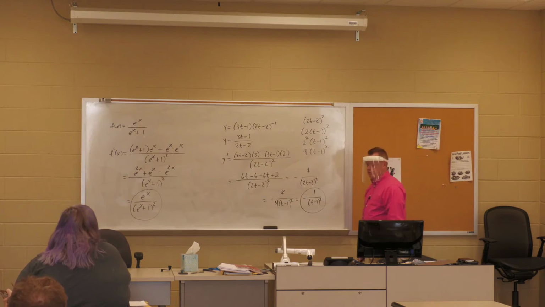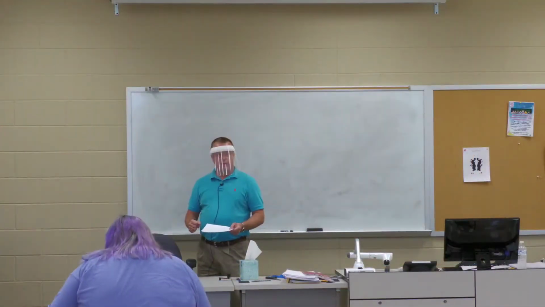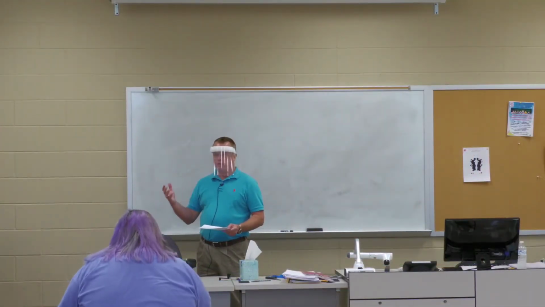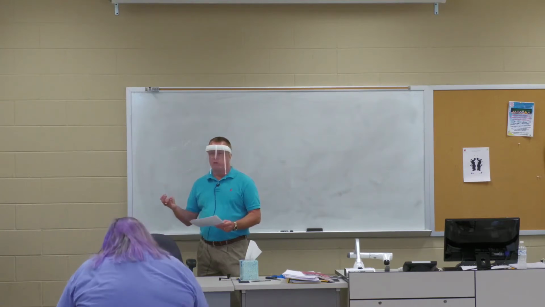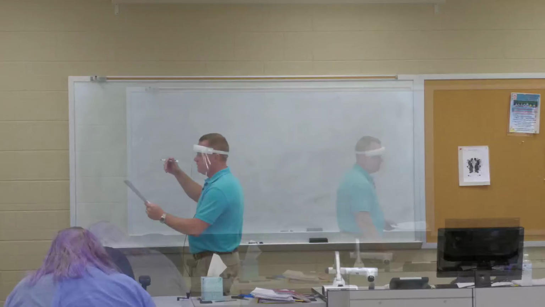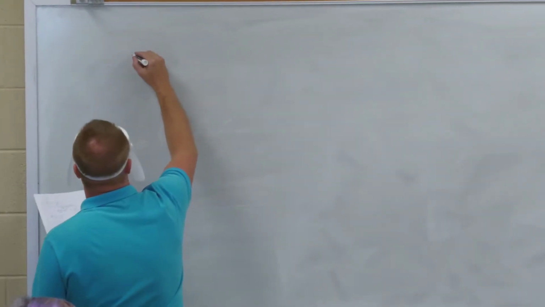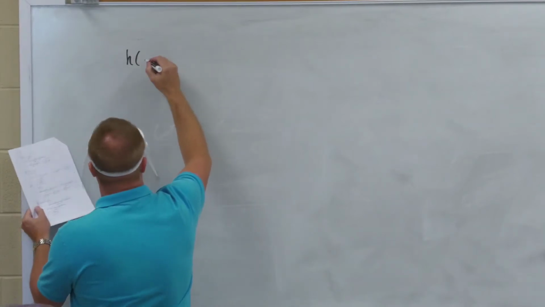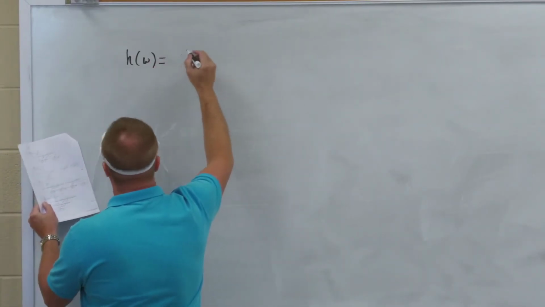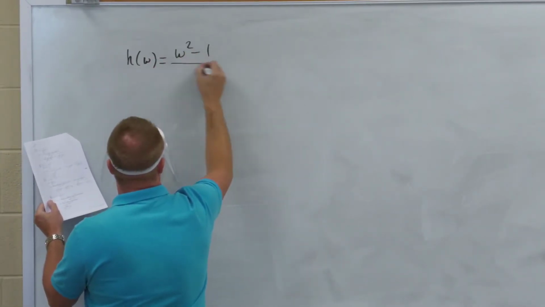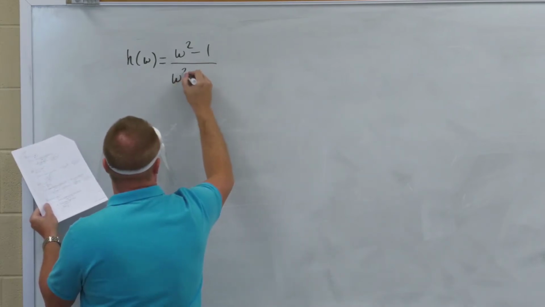All right, well, last time we were finding derivatives using the product rule and chain rule. So let's do a few more of those problems this time. So let's start with this one. So let's say we have h of w equals w squared minus 1 over w squared plus 1.